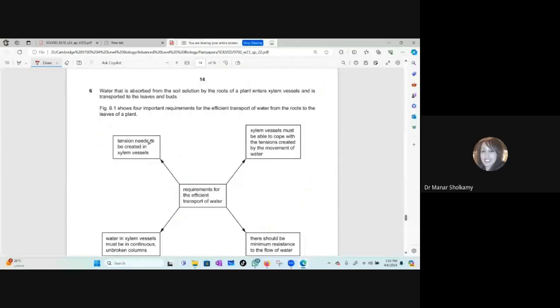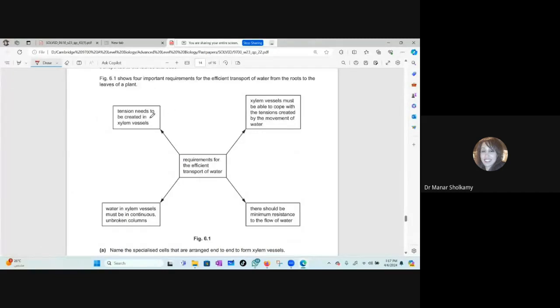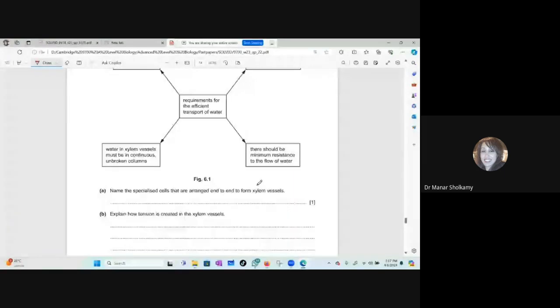Finally, the last question. Water that is absorbed from the soil solution by the roots of a plant enters xylem vessels and is transported to the leaves and the buds. Figure 6.1 shows 4 important requirements for the efficient transport of water from the roots to the leaves. What are these requirements? Tension needs to be created in the xylem vessels. Xylem vessels must be able to cope with the tension created by the movement of water. There should be minimum resistance to the flow of water, and water in xylem vessels must be in continuous unbroken columns. Okay.